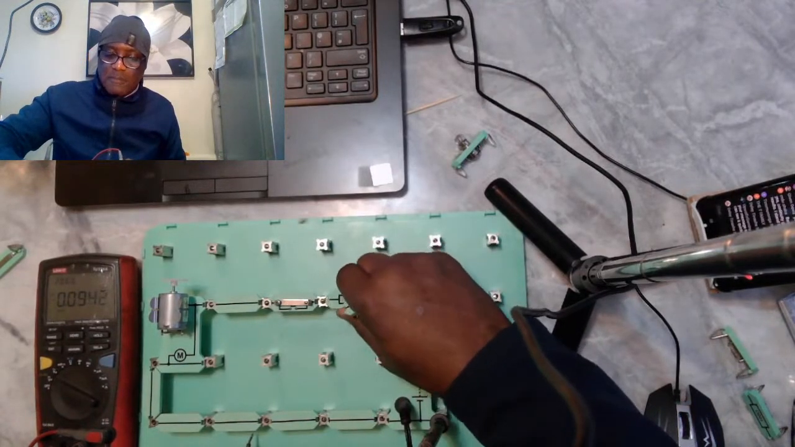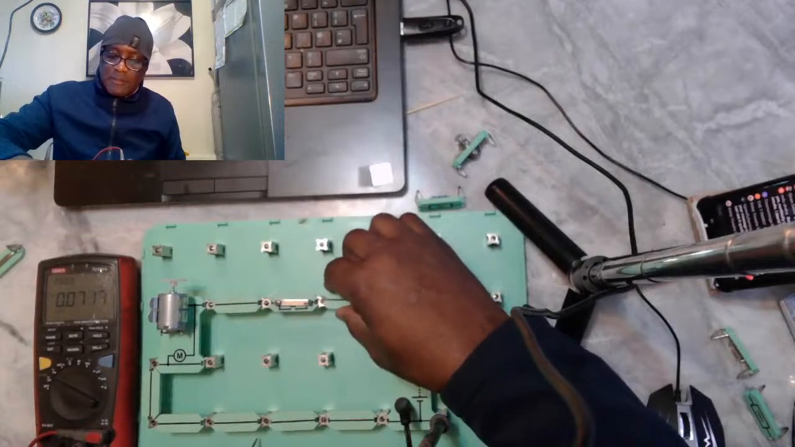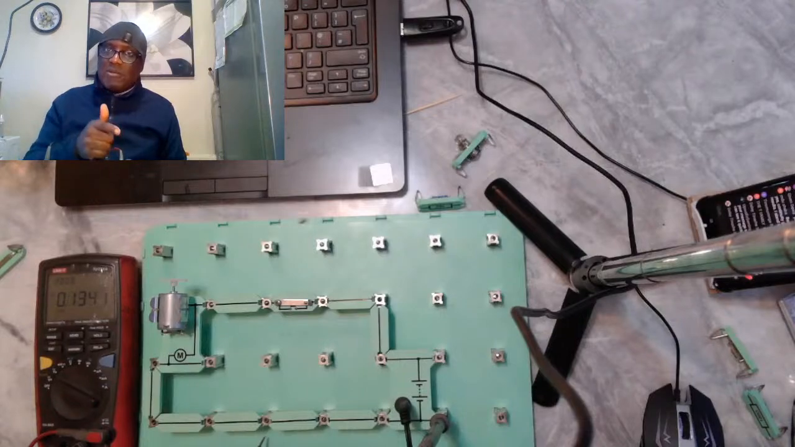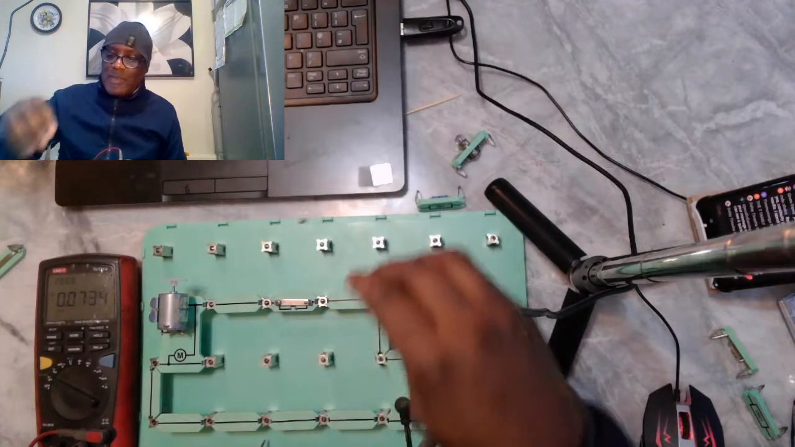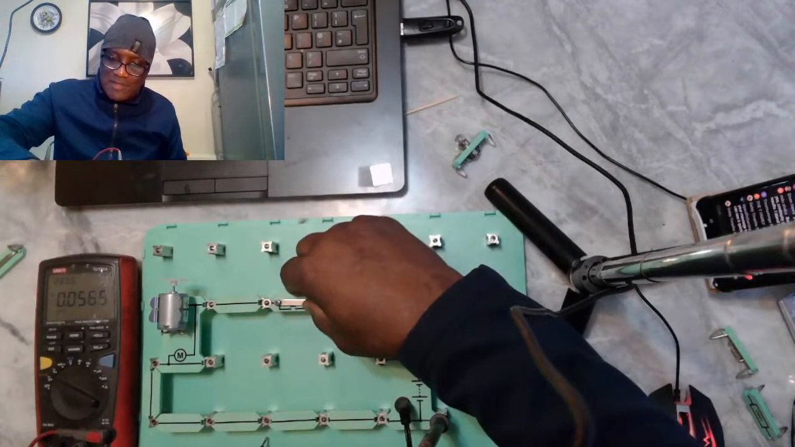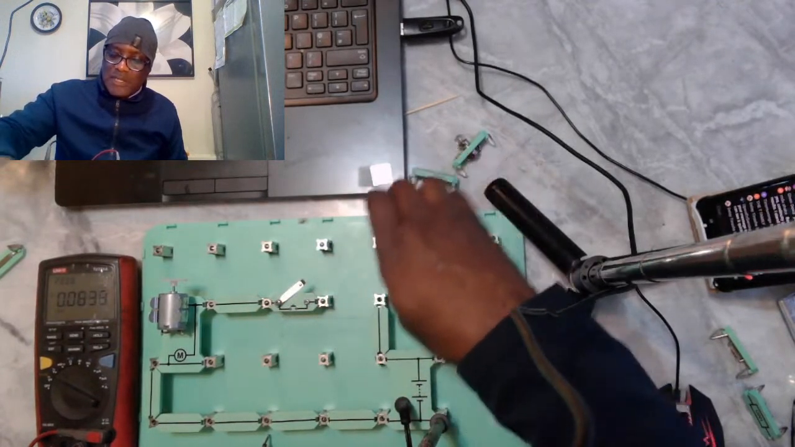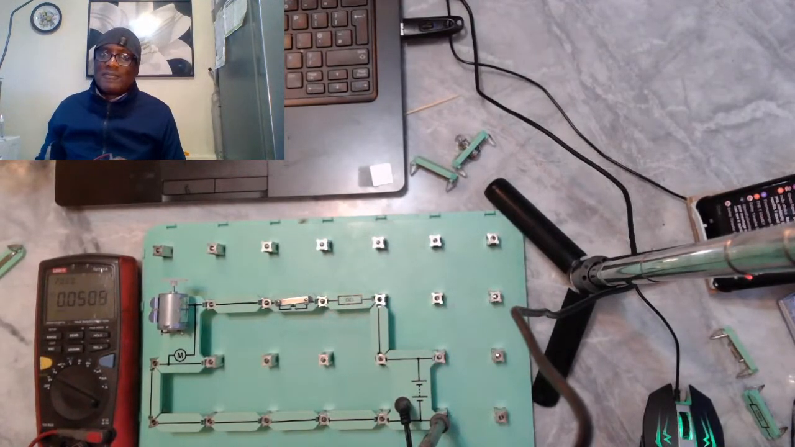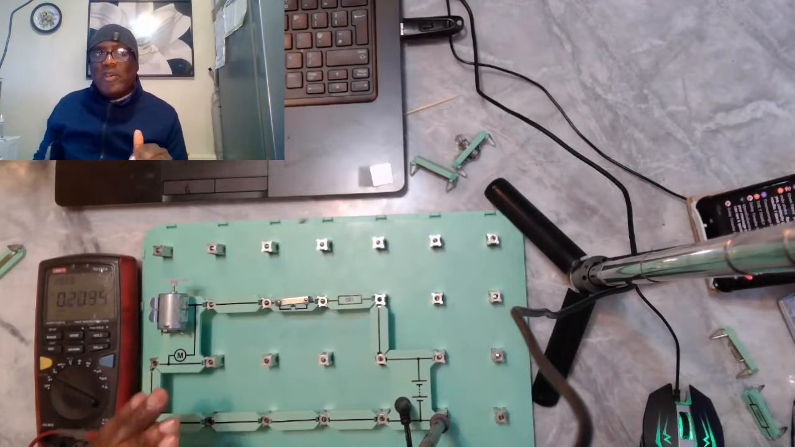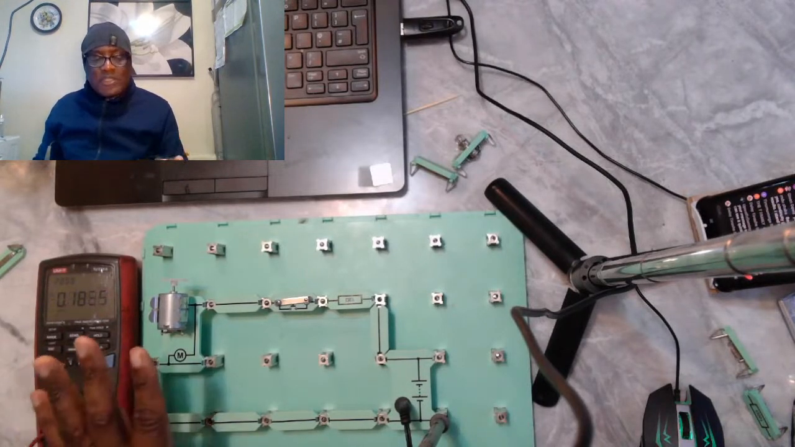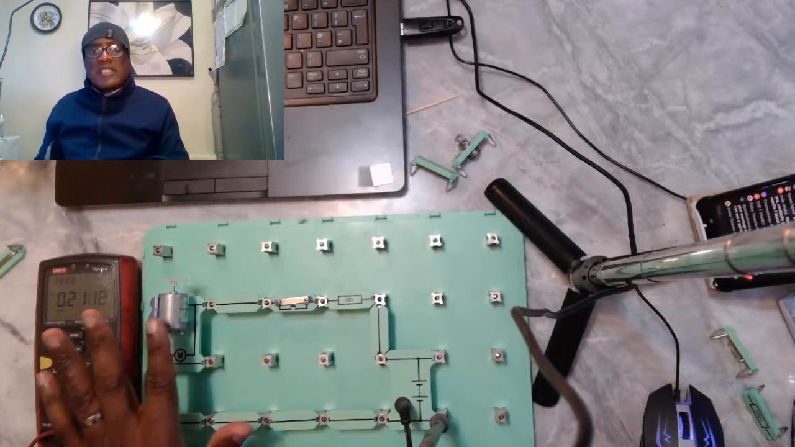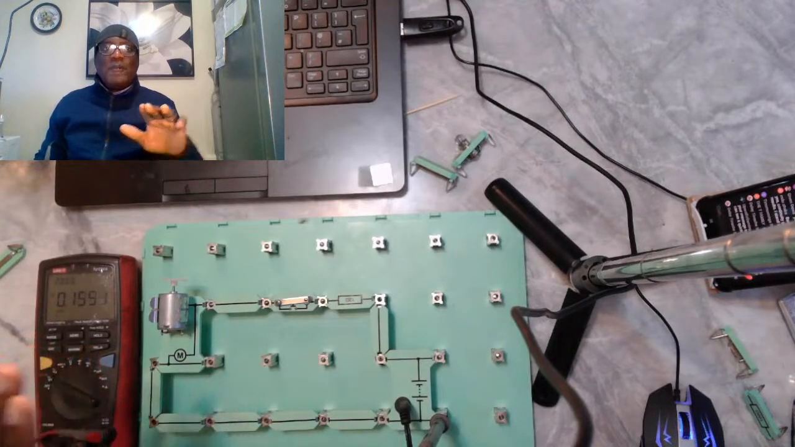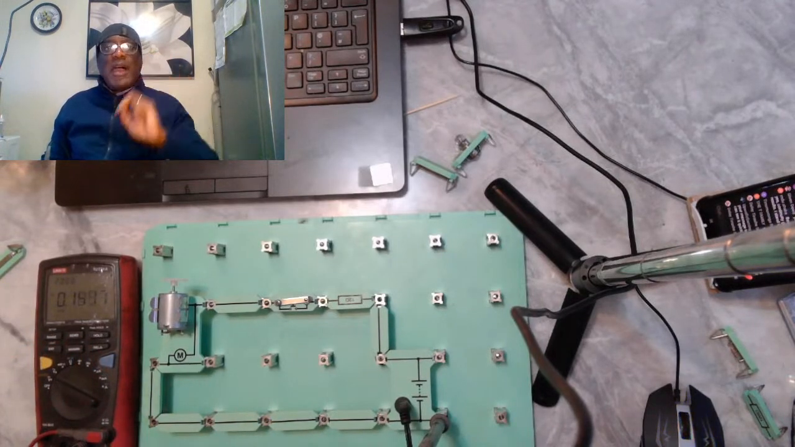Because I want you to see the difference. Listen to this. Listen to this. Can you tell the difference in sound? That's a difference in sound. Let me bring the resistor back. The load is working, but we are not getting maximum utilization of the load. Because why? Now we have two resistors in parallel.